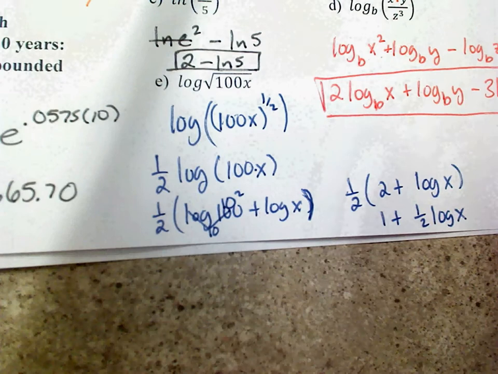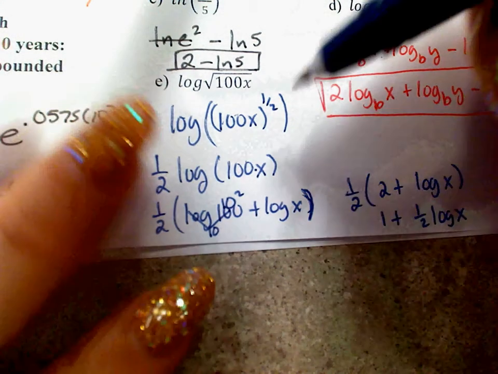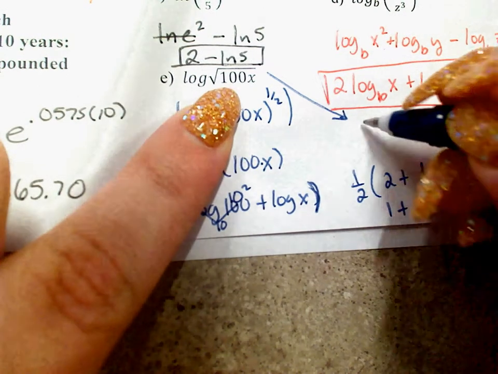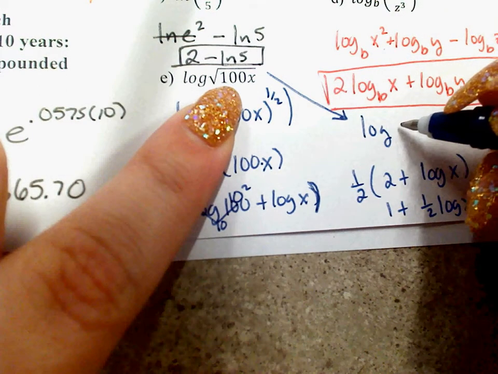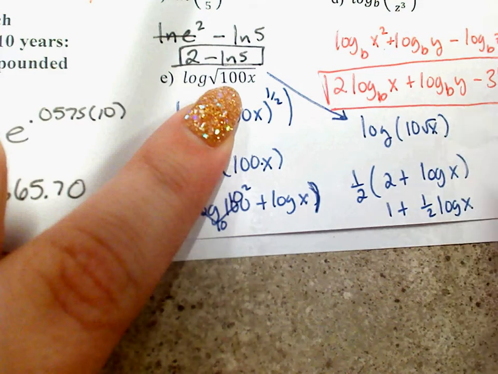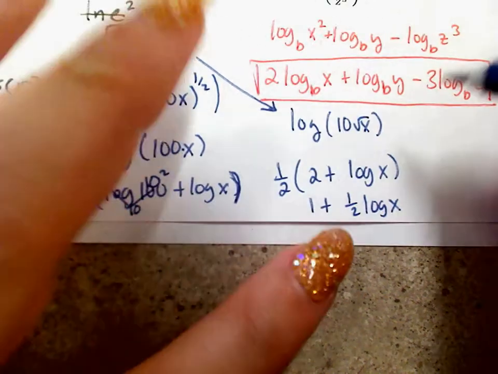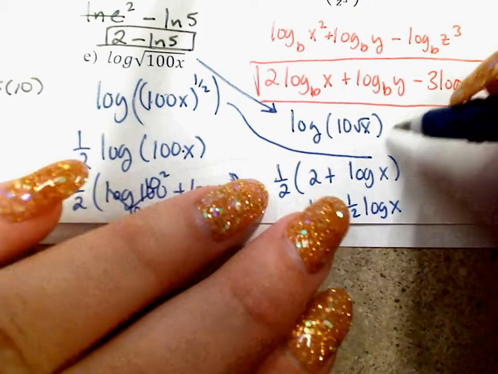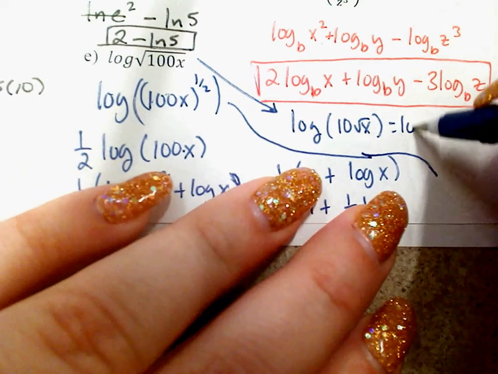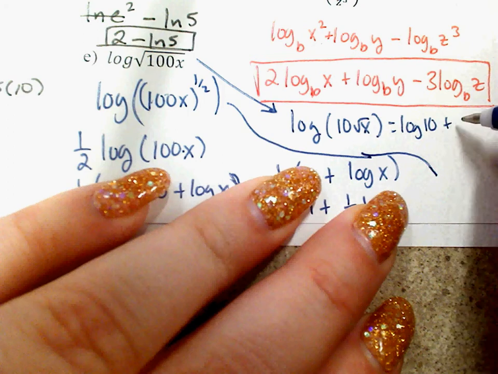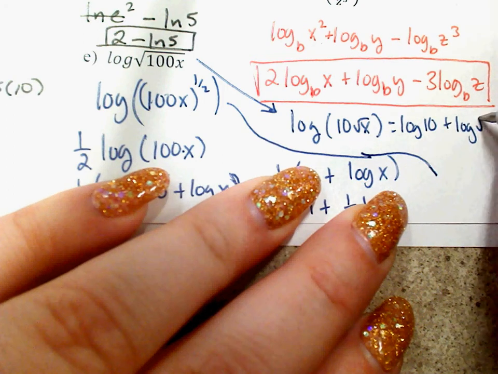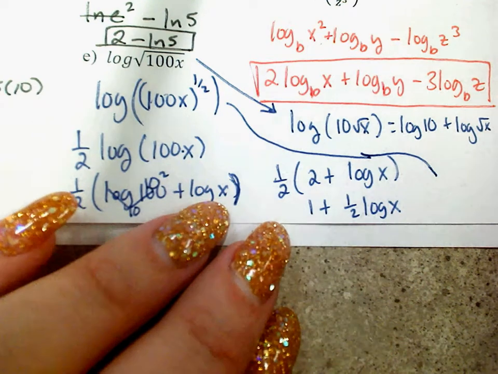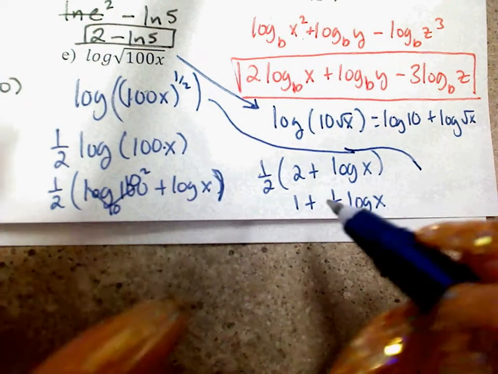Another way to work that, though, is that you could have, from the very beginning, because the square root of 100 is 10, you could have just said log of 10 square roots of x. And then you can see how you would do. Log of 10 plus log of the square root of x, and that would be 1. And that would be log of x to the 1/2 power, and that would just become this. So final answer right there.